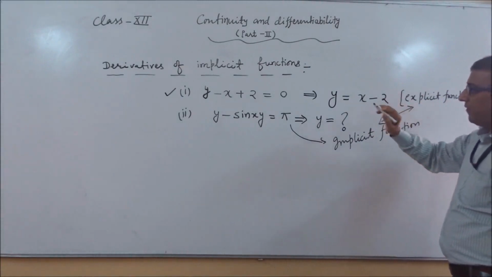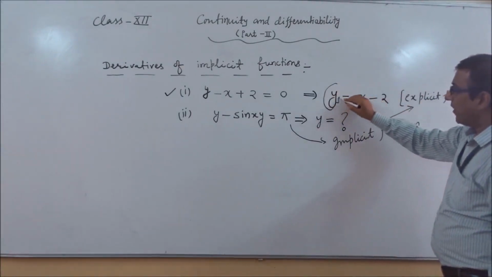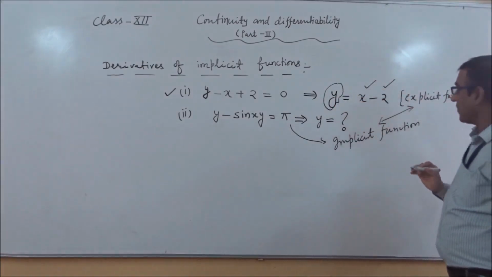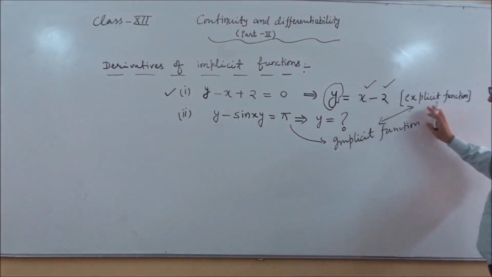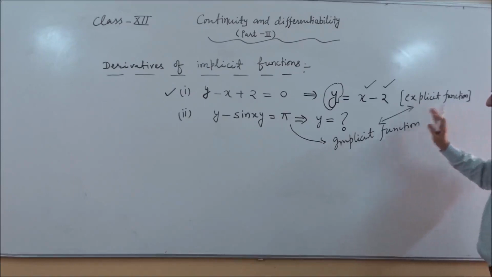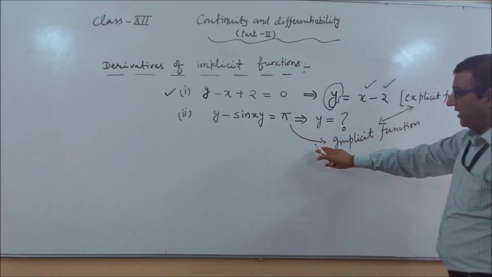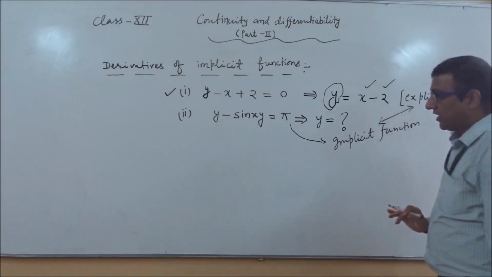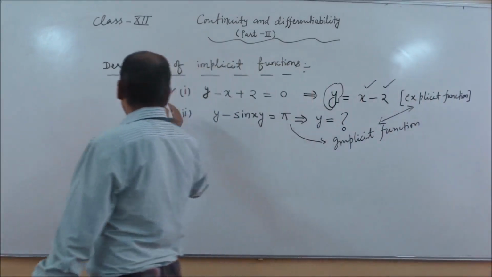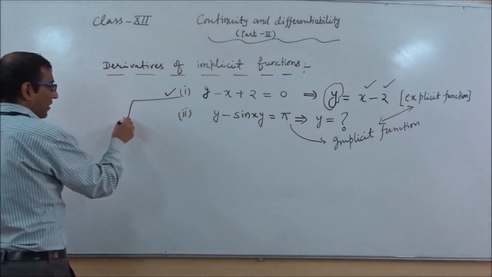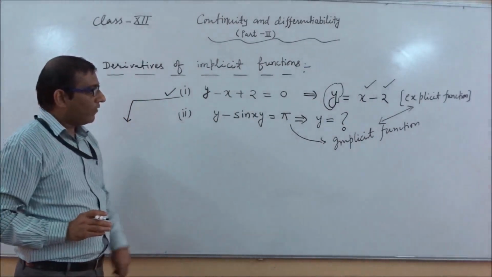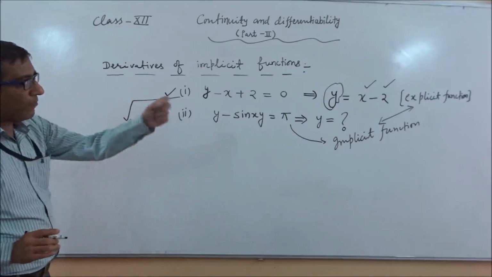Again I am repeating: if we express the value of y in terms of x, that type of function is known as an explicit function. If it is not possible, as you see here, that type of function is an implicit function. Now the question arises, how can we find the derivative of such types of functions?